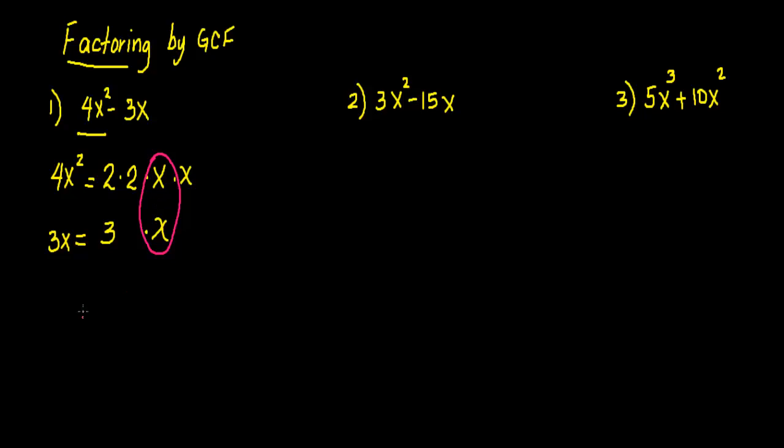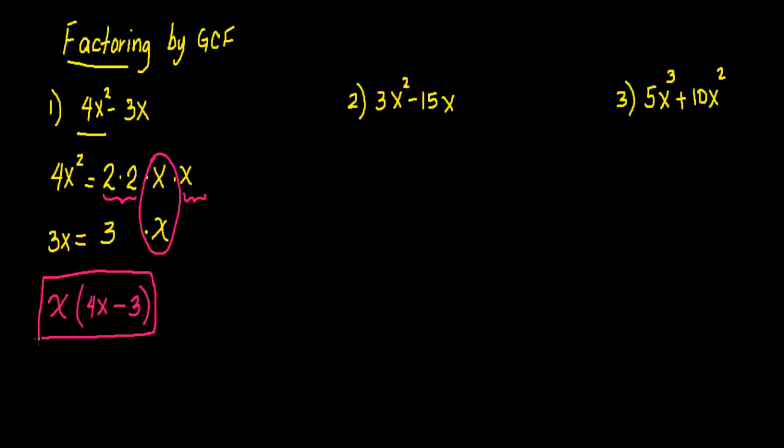What do we do with the common factor? Well, we write it outside the parentheses, and then we write the parentheses. Inside the parentheses, I look at the remaining factors that are not common. 2 times 2 is 4, times x is 4x. So that's the first term inside the parentheses. Then I have a minus in the original expression, so minus. And now I look at what's left in the second term that's not a common factor. I have a 3. And there is your answer.